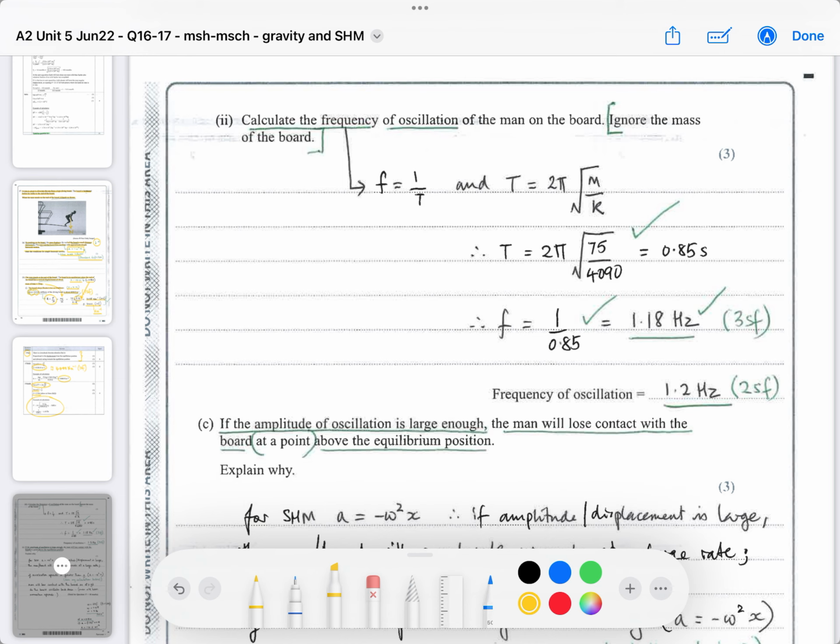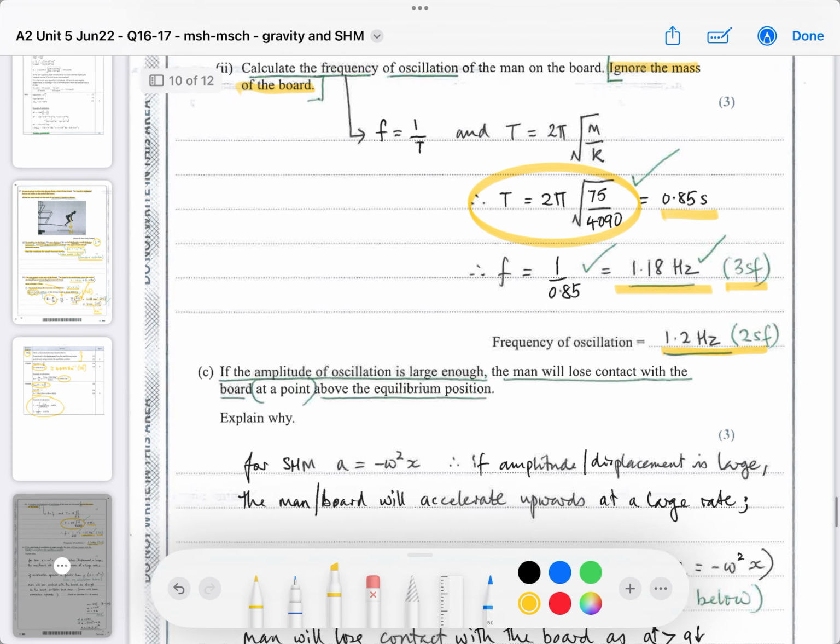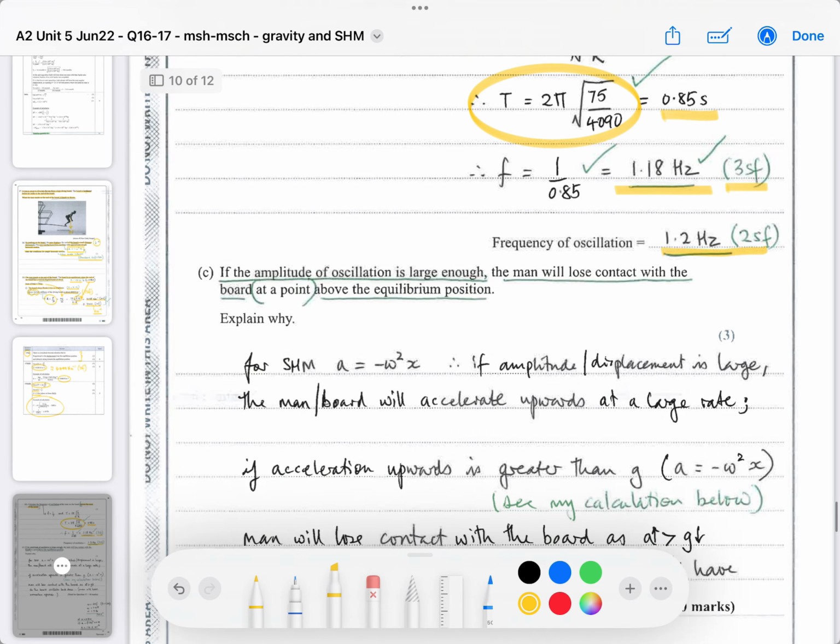We put here, they can ignore the mass of the board, as I think I warned you before. We want to calculate the frequency of the oscillations. So first you've got to work out the period, put the numbers in, you get 1 mark, you get the period to 0.85 seconds, and then you inverse it to get the frequency to 1.18 hertz, 3 significant figures, but we only want accuracy to 2 significant figures for the sake of this question. So that's your 3 marks where the ticks are.